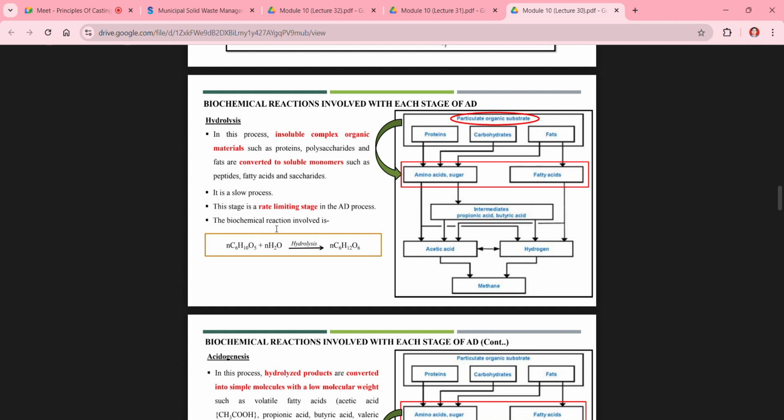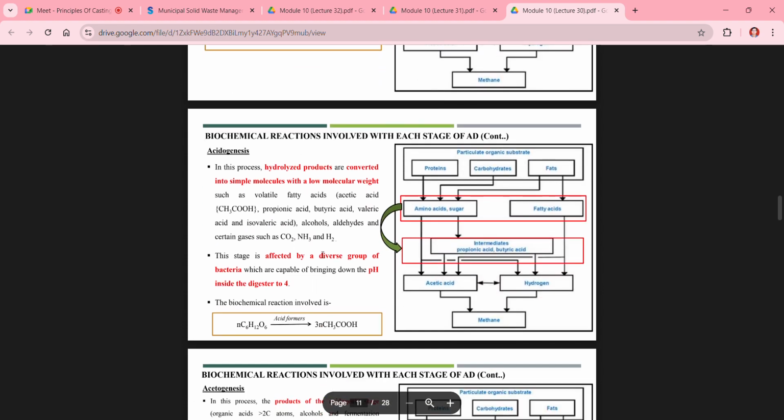Then the biochemical reaction involved is (C6H10O5)n plus nH2O going through the hydrolysis process and converting into glucose. Okay, and we already know that glucose is easily soluble in water. Then during the acidogenesis process, this converted glucose is going to get converted into simple molecules like acetic acid, propionic acid, butyric acid, valeric or isovaleric acids. So this glucose is going to get further decomposed into acid formers.